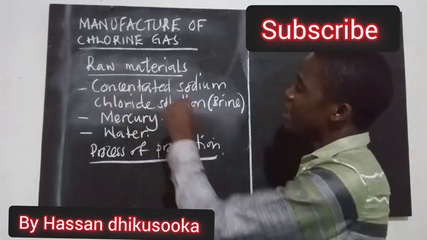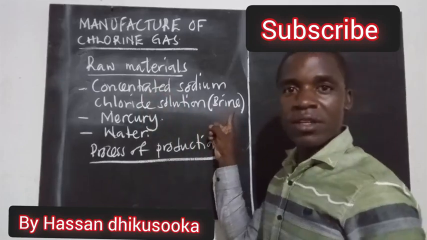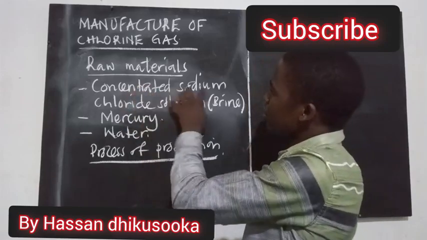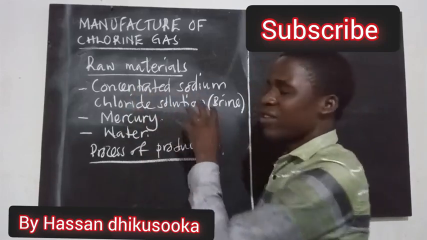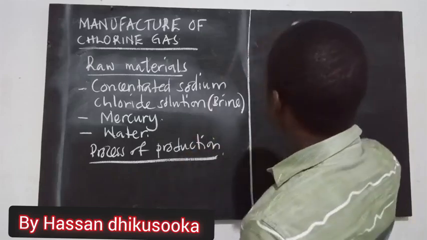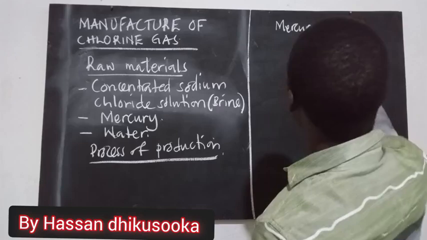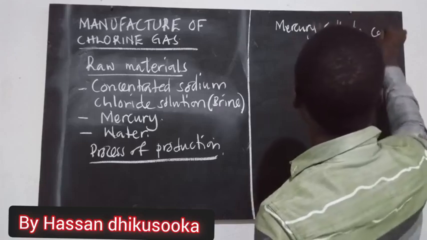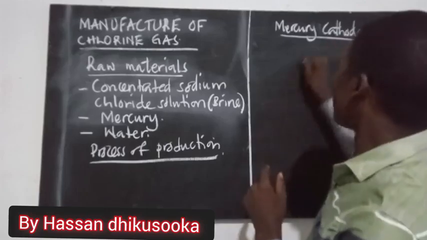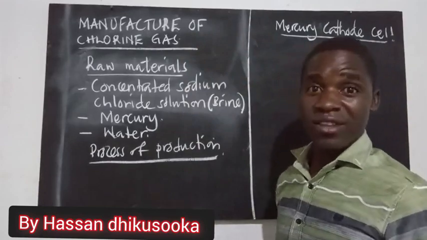In the process of production, we shall need all these raw materials, and the major raw material is the concentrated sodium chloride solution, which is also called brine. Now, what do you have to first do? This concentrated sodium chloride solution is the one we are going to use, but we are going to put it in a certain vessel, which we call the mercury cathode cell. This is where we are going to mix everything, with outlets to allow gases to come out.